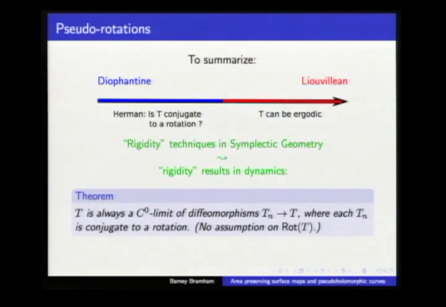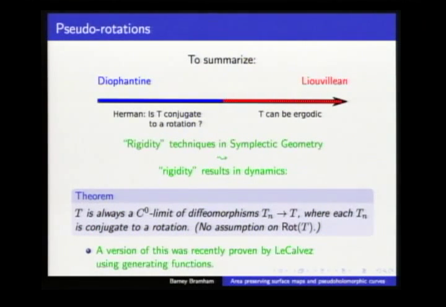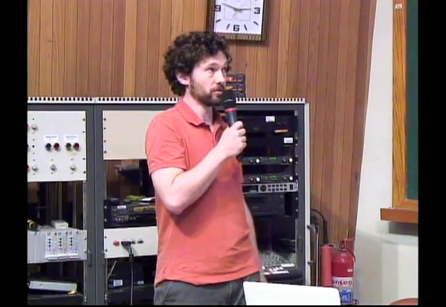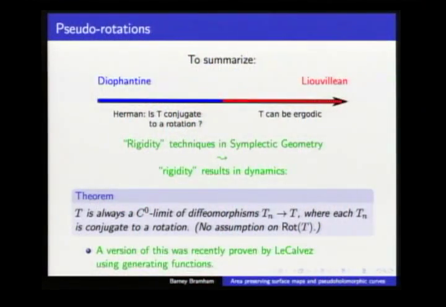And recently, so this has no assumption on the rotation number, which already indicates that this alone cannot tell you anything about linearizing the limit. A version of this was also proven recently by Patrice Lacalves, also using techniques that have proven many rigidity results in symplectic geometry, that is, generating functions. His applies to non-smooth pseudo-rotations, but requires an extra boundary condition.